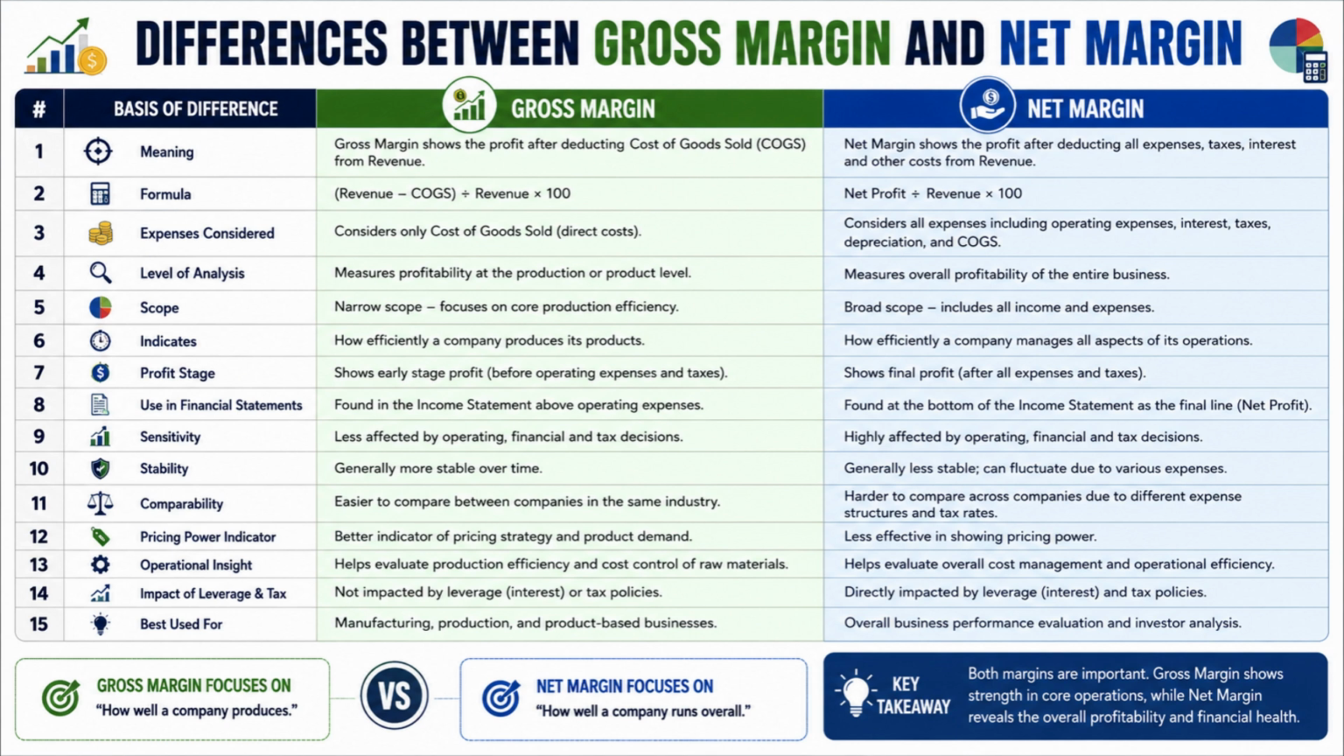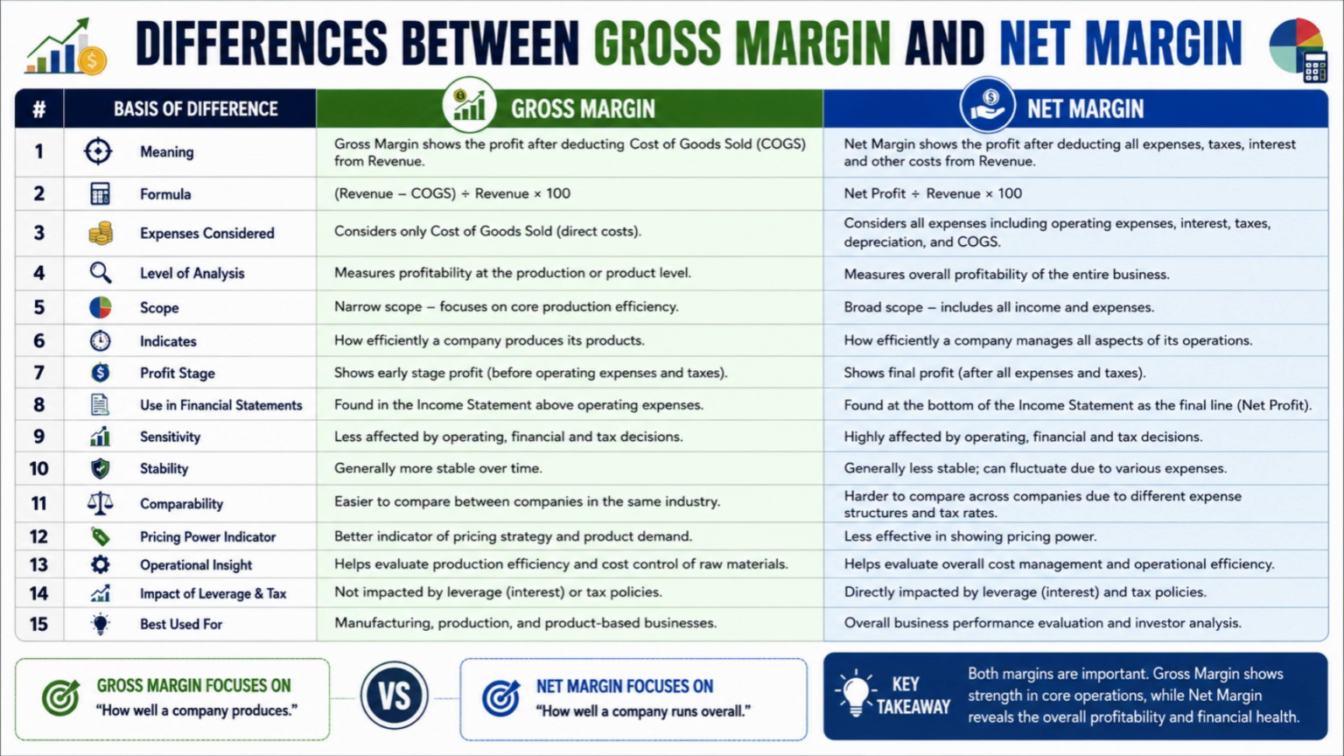Number 12. Gross margin is a better indicator of pricing strategy and product demand, whereas net margin is less effective in evaluating pricing power. Number 13. Gross margin helps managers evaluate production efficiency and direct cost control, whereas net margin helps managers evaluate overall cost management and business performance. Number 14. Gross margin is not directly impacted by leverage and interest costs, whereas net margin is directly impacted by borrowing costs and tax obligations.